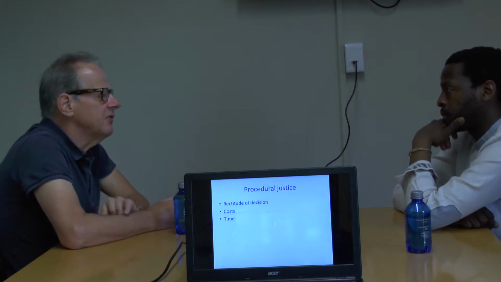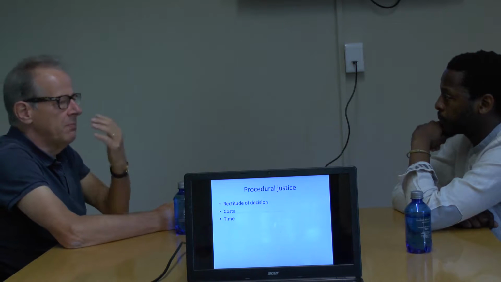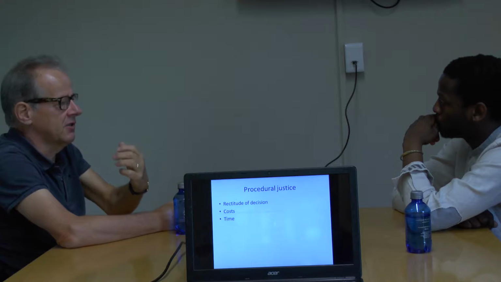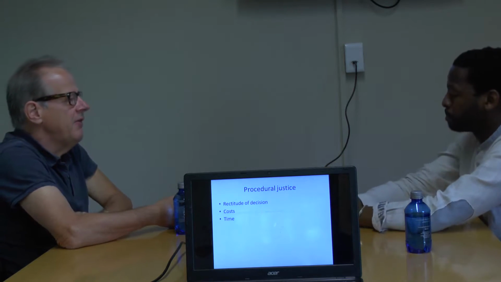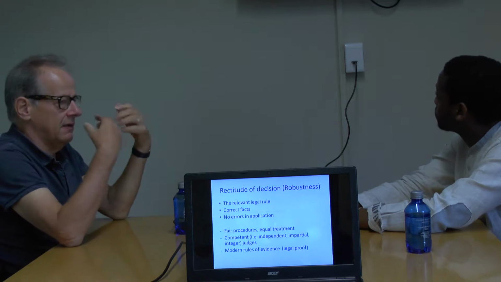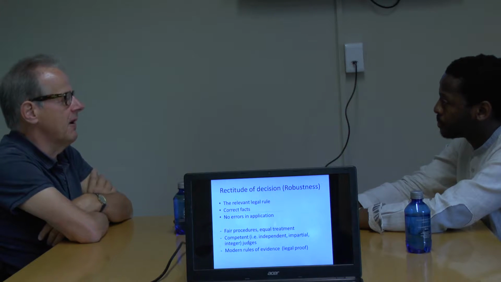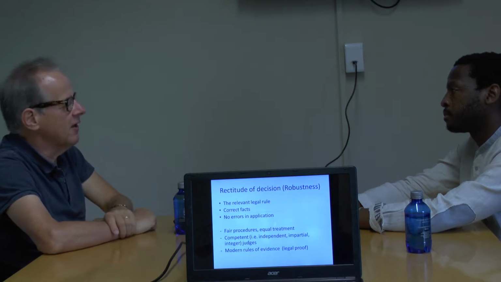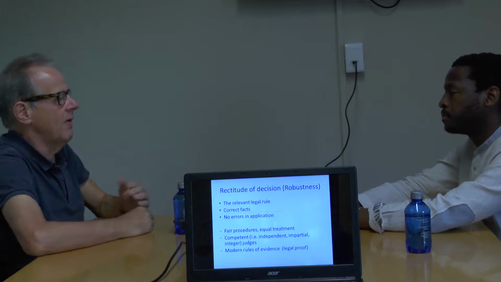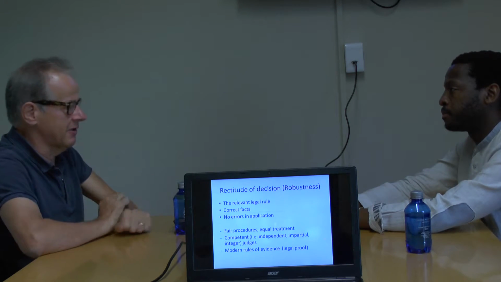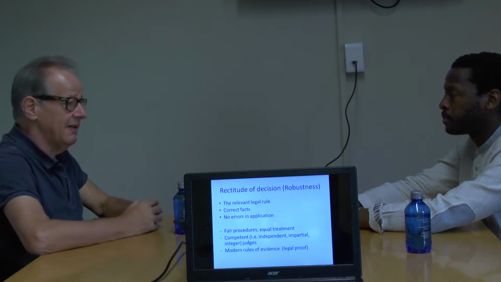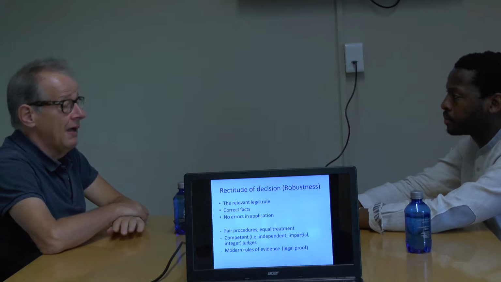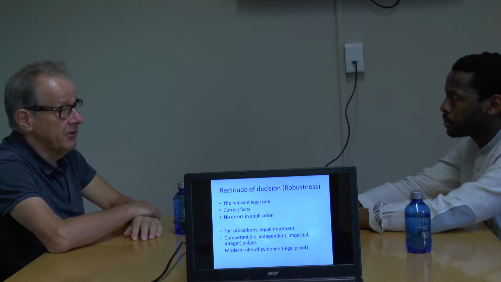And procedural justice has 3 dimensions: the robustness of decisions, the rectitude of decision, and cost and time. The idea is that every legal system must find a compromise between them. Let's start with the robustness of decisions. When is it robust? Robust means it cannot be changed all the time. It should stand for a certain period of time.